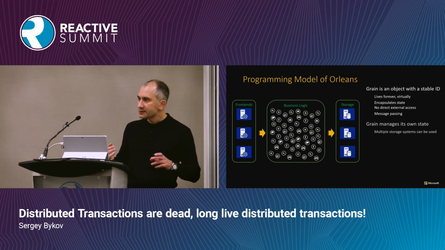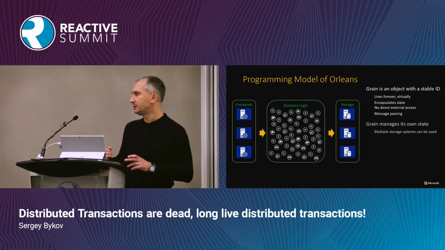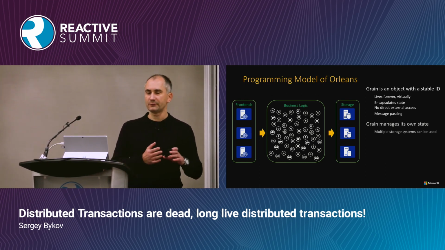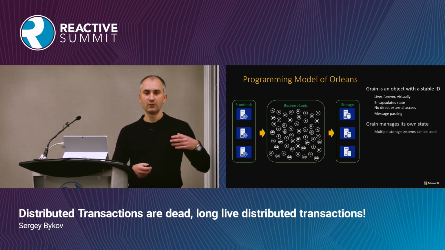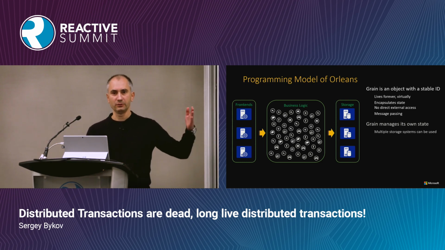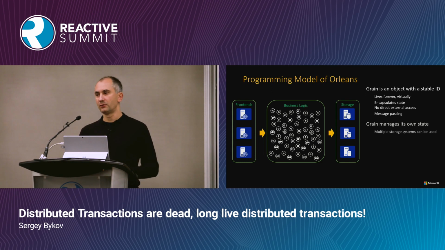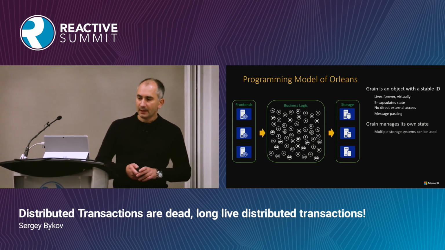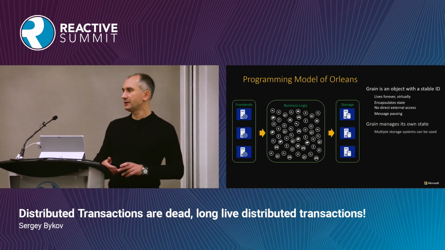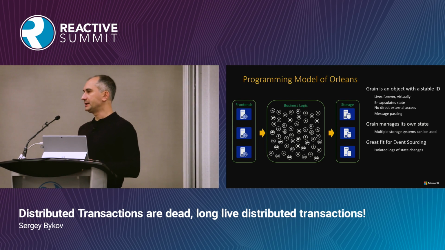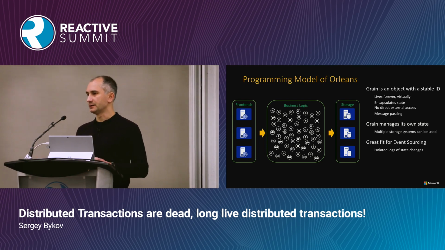A grain manages its own state, so it can have its own persistence. So you can use different persistence stores for different grains. For example, for your user profile, you can maybe use a key-value store. For your orders, you may have a table store or a SQL database. So it decouples you from storage. And if you look at the event sourcing approach, it's very easy to implement because each grain can maintain its own stream of events and apply them.